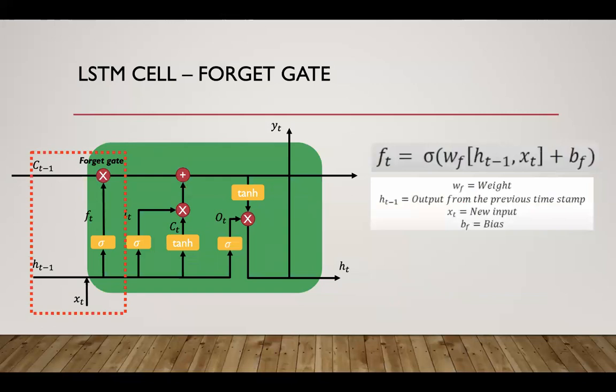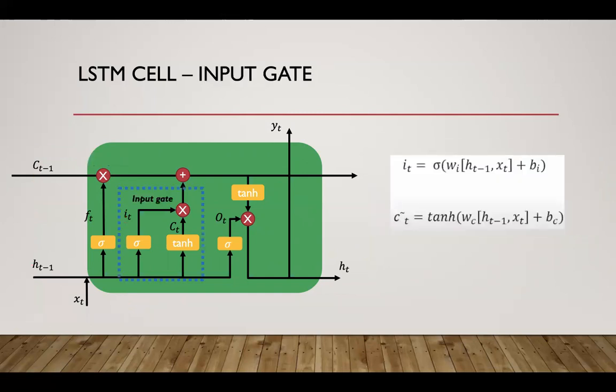Let's start with the forget gate. It's important to identify which information is not needed and needs to be thrown away. The forget gate is a sigmoid layer that implements this task. And the output of this will be either 0, which means discard the information, or 1, which means keep the information.